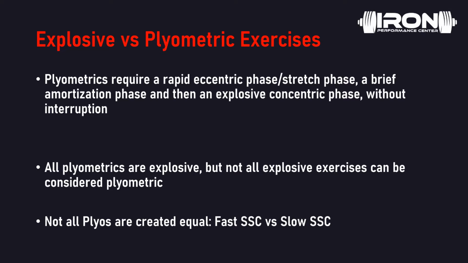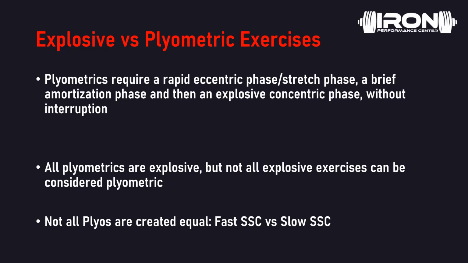For example, a non-counter movement jump, where you are jumping from a dead stop in a full squat position, may be fast and explosive. However, it does not have a rapid stretch or a transition phase, so it can't be considered plyometric because it will not elicit the same adaptation as a plyometric.